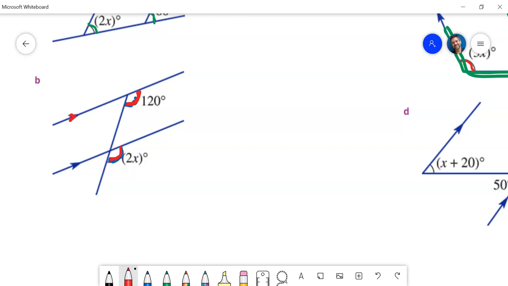And remember to check if they're parallel. If this isn't parallel, it doesn't work. And they're on the same sides of the transversal. I'll just extend that out to really show that. So we know that these two angles are going to be equal. So 2x is equal to 120 degrees. 1x, what we're solving for, is half of that, and that's 60.